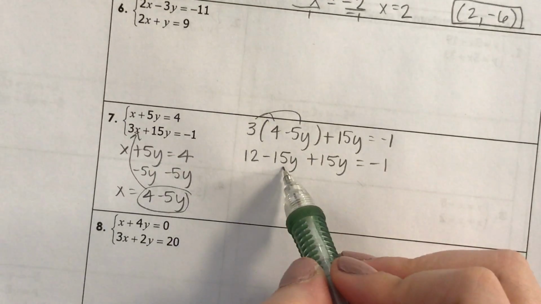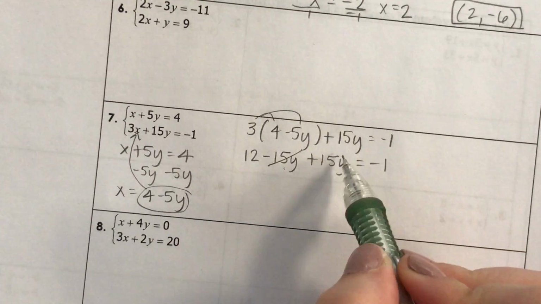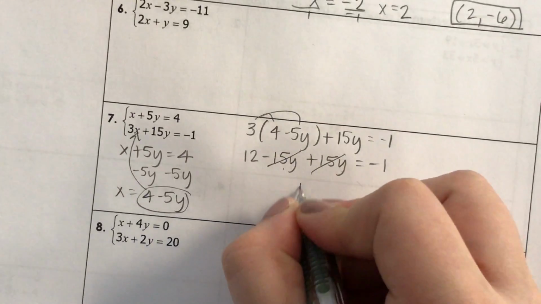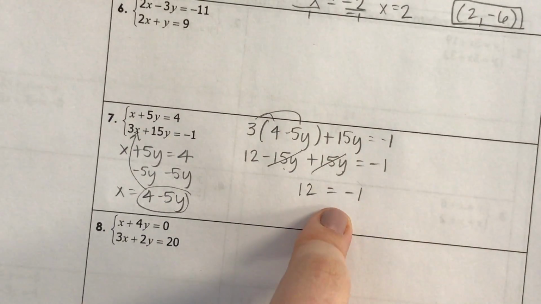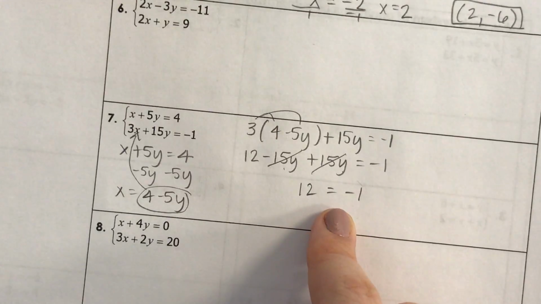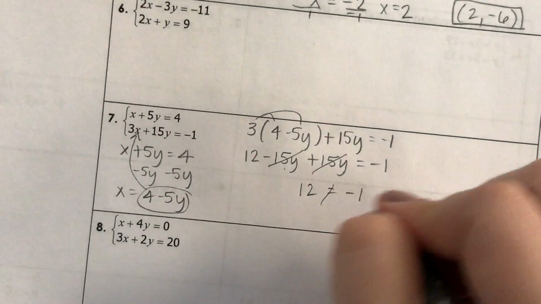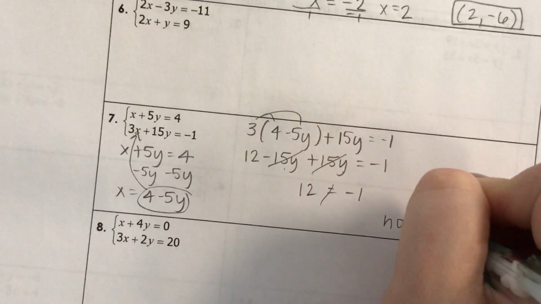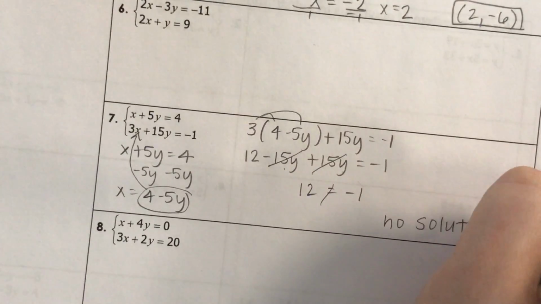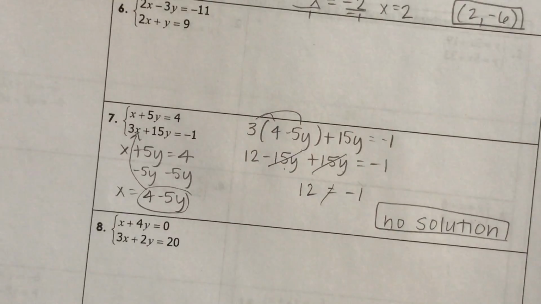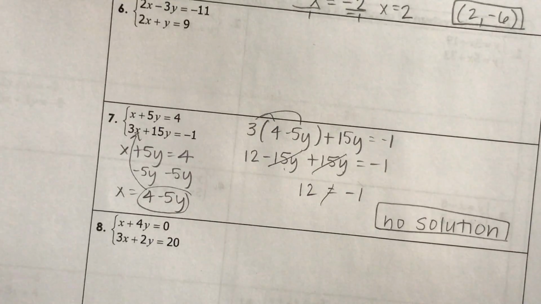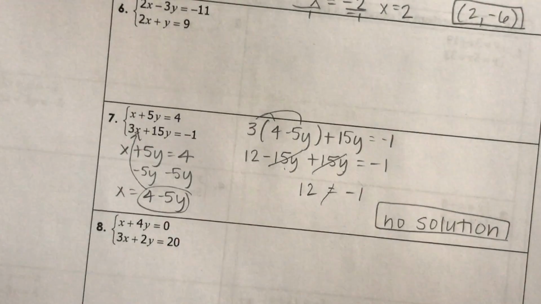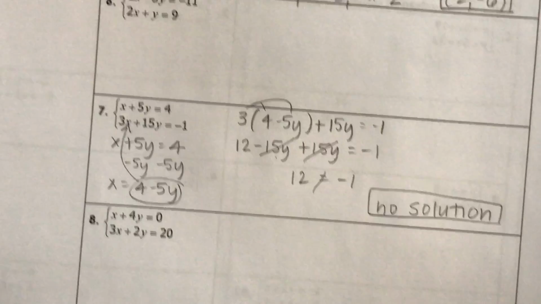Uh-oh. -15y plus 15y cancels. So this is now saying 12 equals -1. But does 12 equal -1? No. This does not work. So this actually has no solution. Do you remember what kind of lines have no solution? Parallel lines have no solution. Okay? These two lines are parallel. All right, let's do the next one.